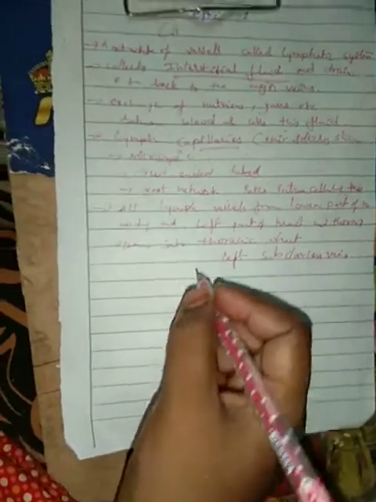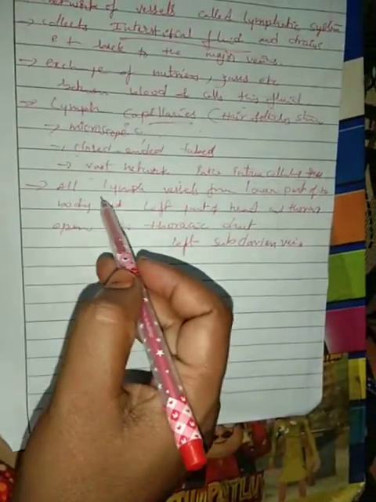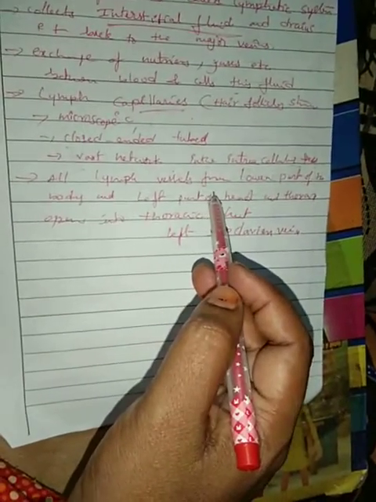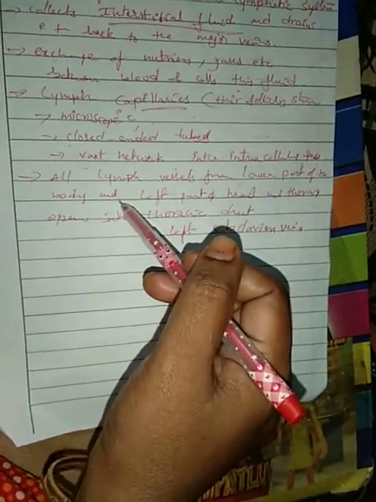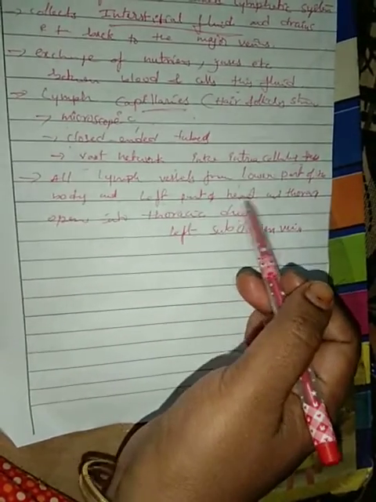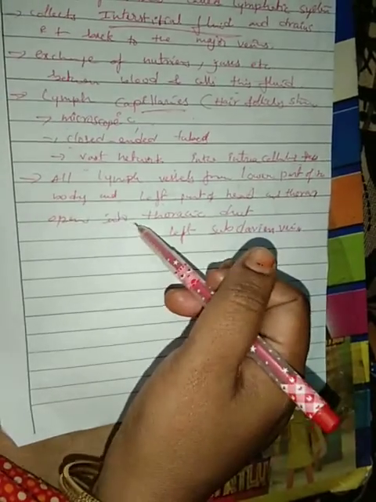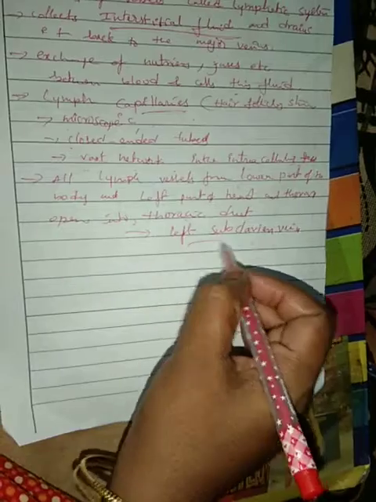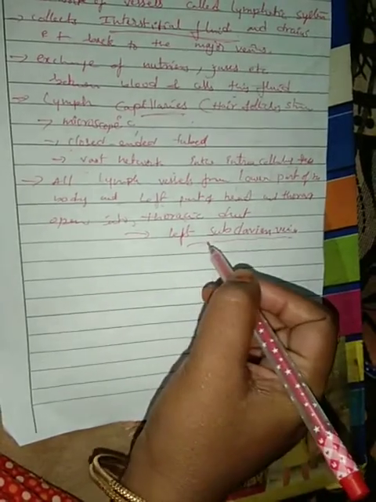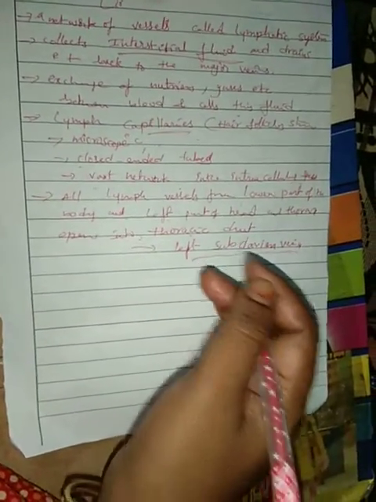That is a very important word. All lymph vessels from the lower part of the body and the left part of the head and thorax open into the thoracic duct, that is, the left subclavian vein. Okay.